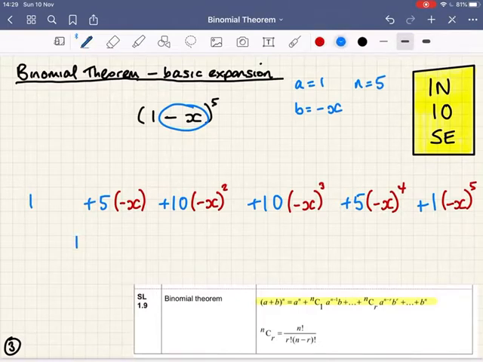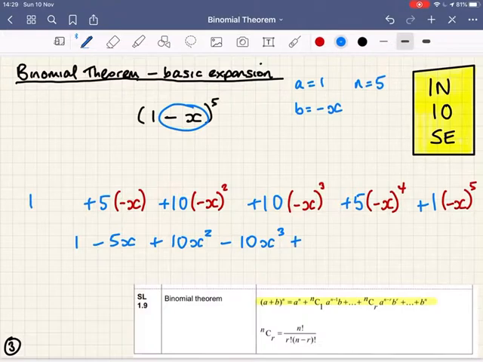So I'm going to end up with 1, and then it's going to be minus 5x, because 5 times minus x is minus 5x. The next term will be positive, because minus x all squared is positive. And then we go negative again, and then positive again, and then negative again. And you'll see that pattern going positive and negative as you go through. So again, not too difficult, because my value of a is 1, so I really don't have to worry about that. It's just a placeholder, really.